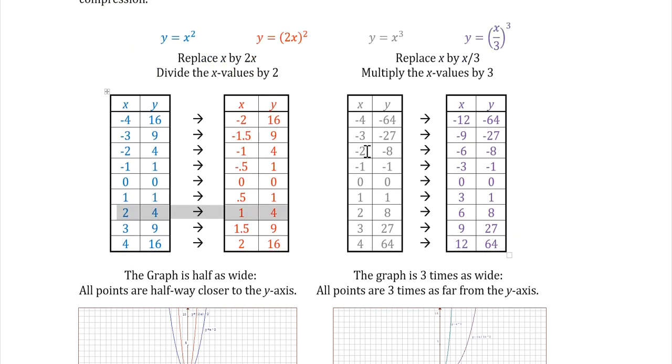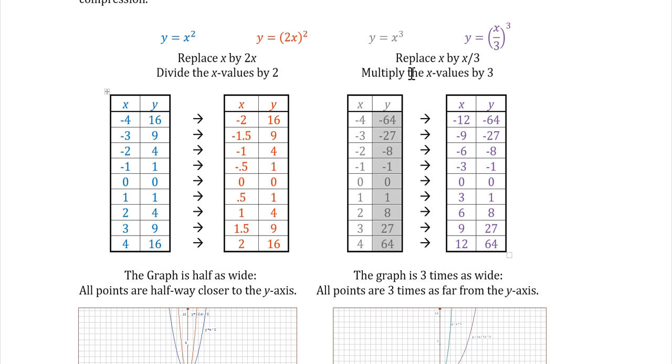How about another example? y equals x cubed. Again, I take some standard examples here for x's. I could have picked anything. I picked those. Cube them to get these here. Negative 4 cubed is negative 64. Negative 3 cubed is negative 27. 2 cubed is 8, and so forth.